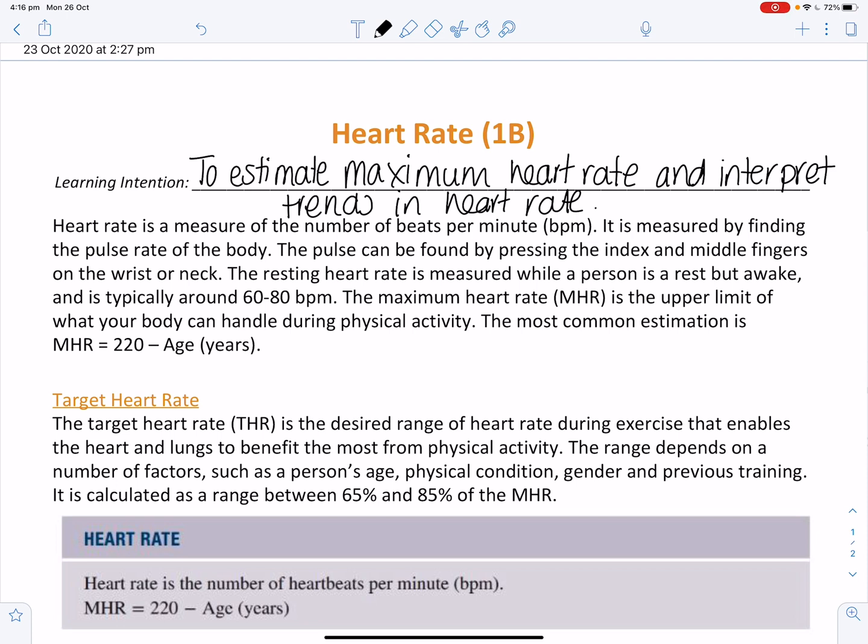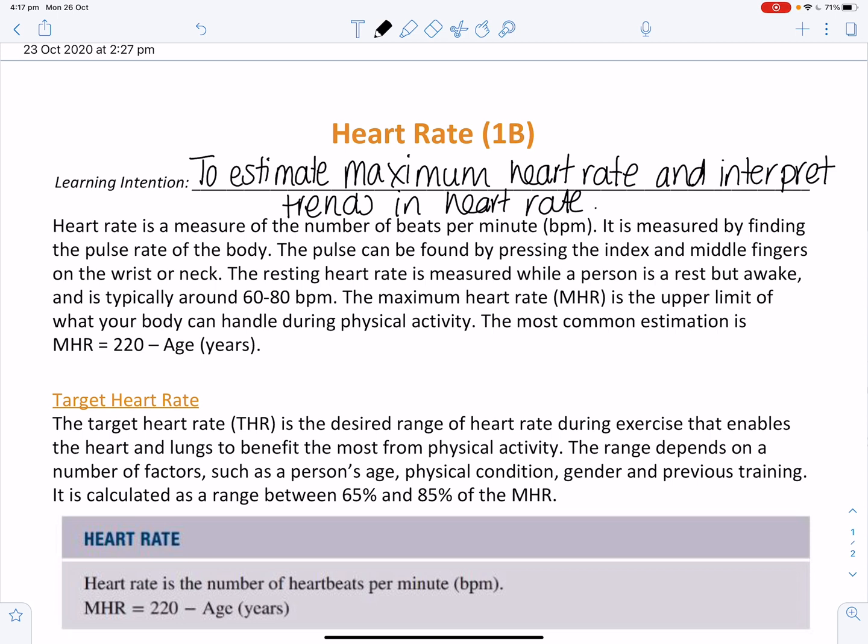The maximum heart rate is the upper limit, a maximum that your body can handle during physical activity. And usually the formula 220 minus your age will give you your maximum heart rate. Now, the target heart rate is a desired range of heart rate during exercise that enables the heart and lungs to benefit the most from physical activity. The range depends on a number of factors: your age, your physical condition, gender, your previous training, and it's calculated as a range between 65% and 85% of the MHR, which is your maximum heart rate.